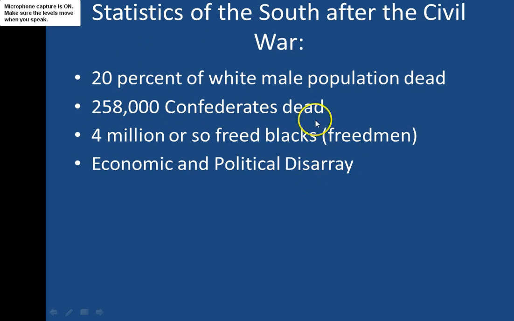besides the statistics of death, besides the percentage of white male population dead and so on, the big question here is this: what do you do with all of these 4 million now freed African Americans, also known as freedmen? That is a tremendous task. You're talking about 4 million or so people, that most of whom can't read or write because that was made illegal for slaves. But how are you going to educate them and rebuild the South while you're doing this?